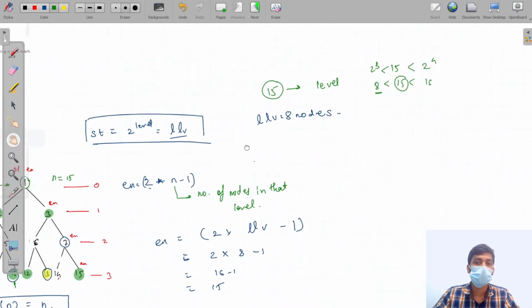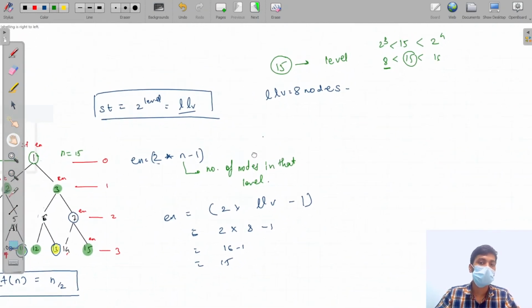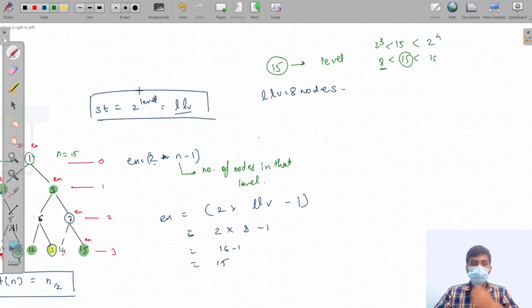Also, how are we able to get it? If I am given, let's say, 20, how am I going to decide which level this 20 lies in, and how many nodes are going to be there? I am just going to see which level this 20 is going to be included in.